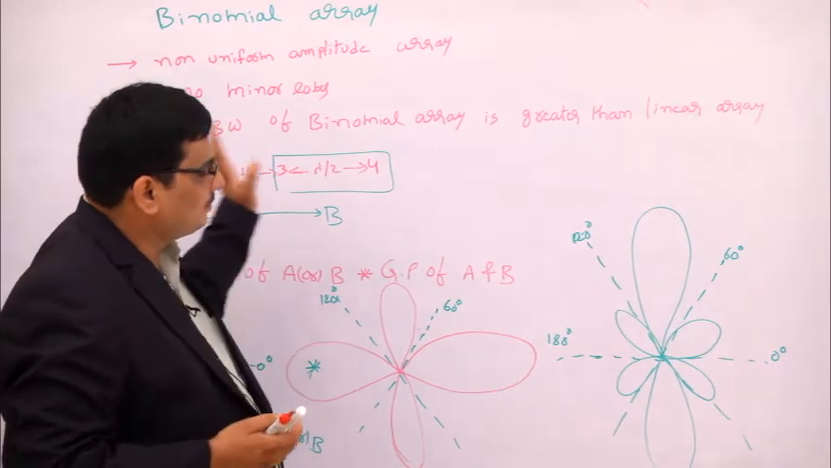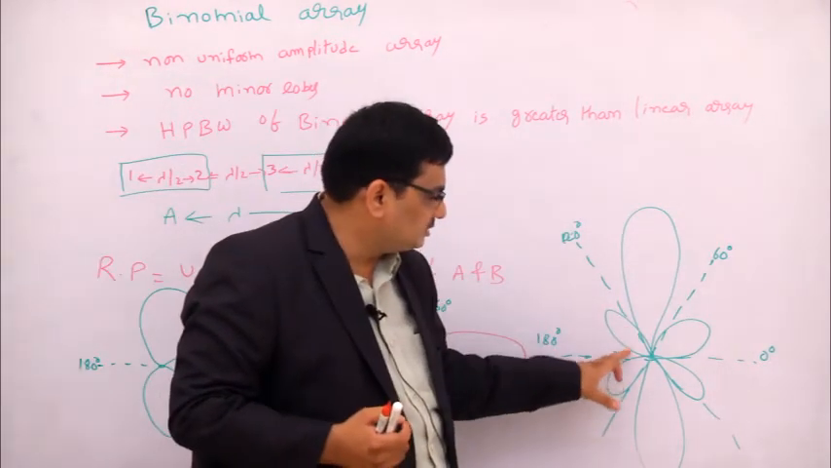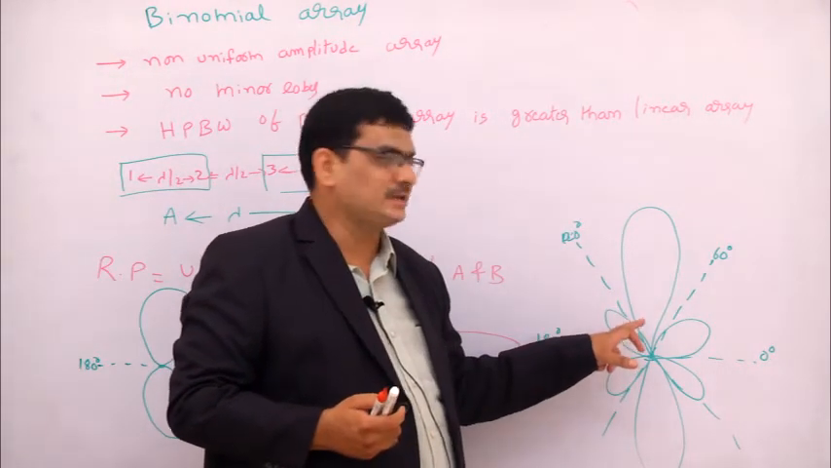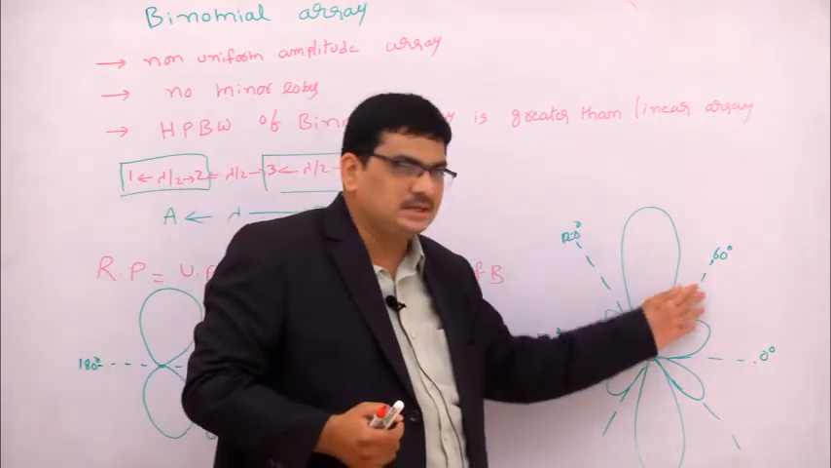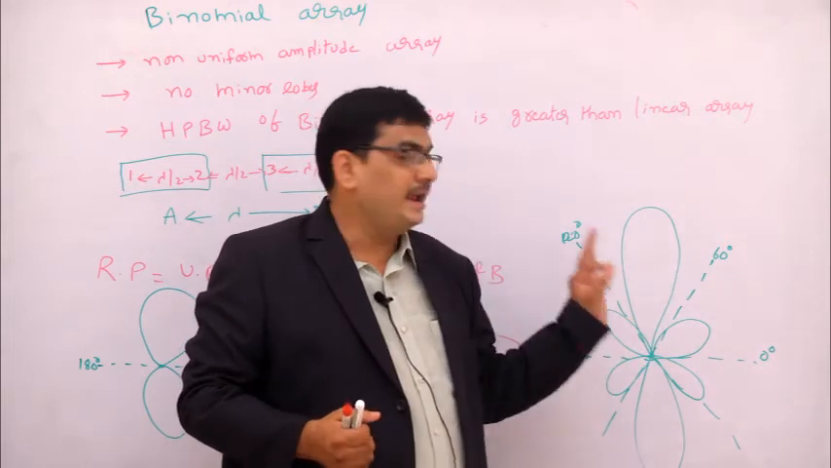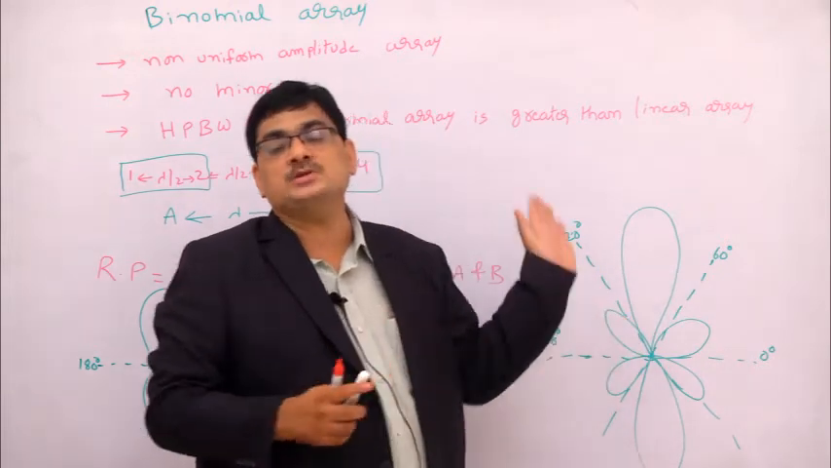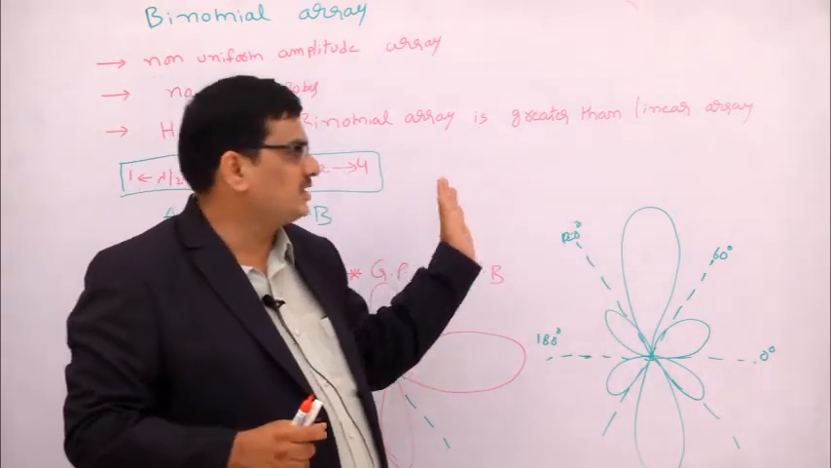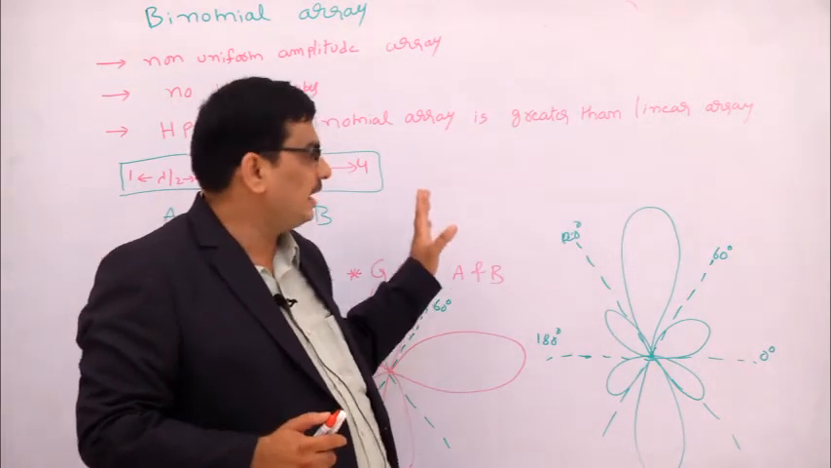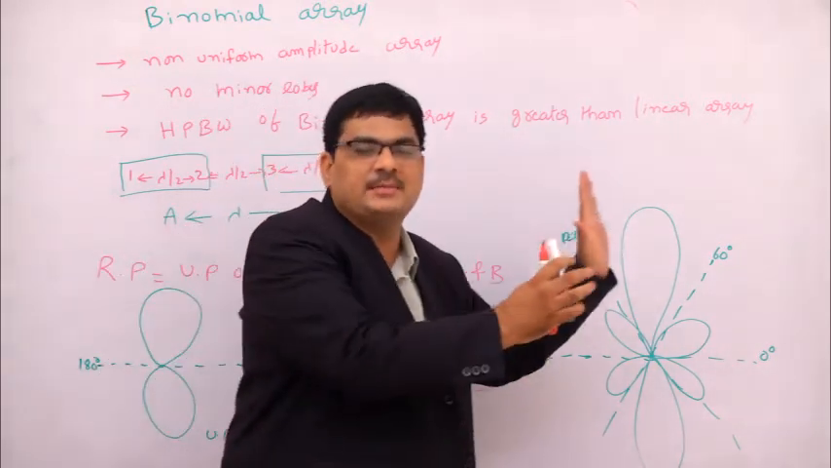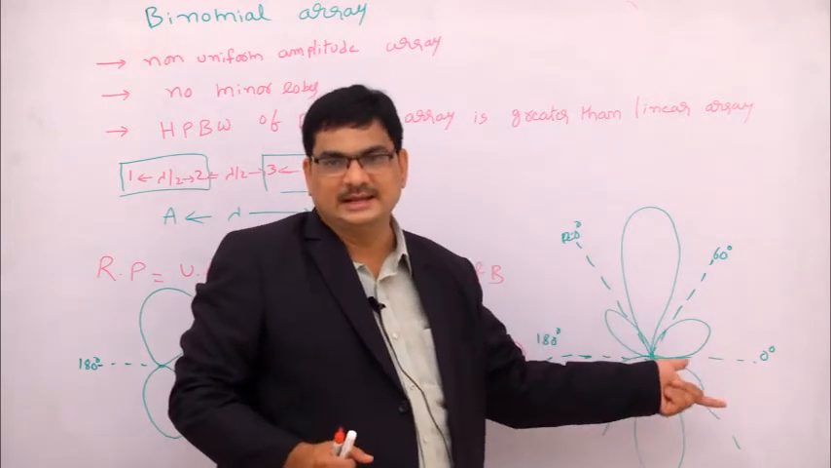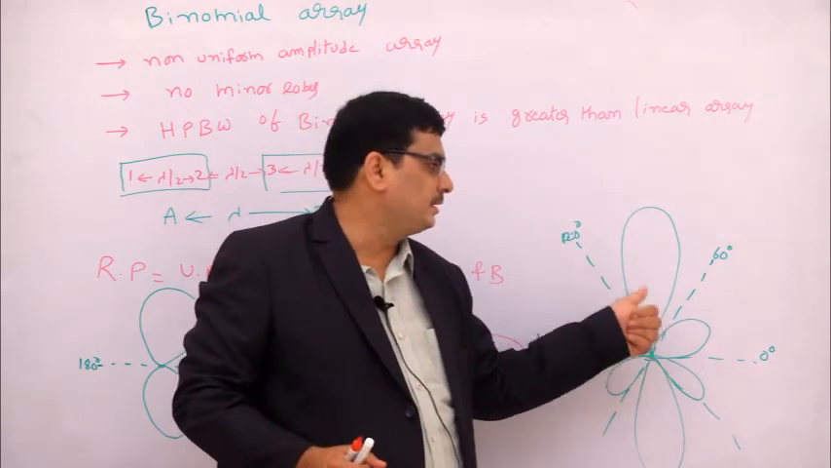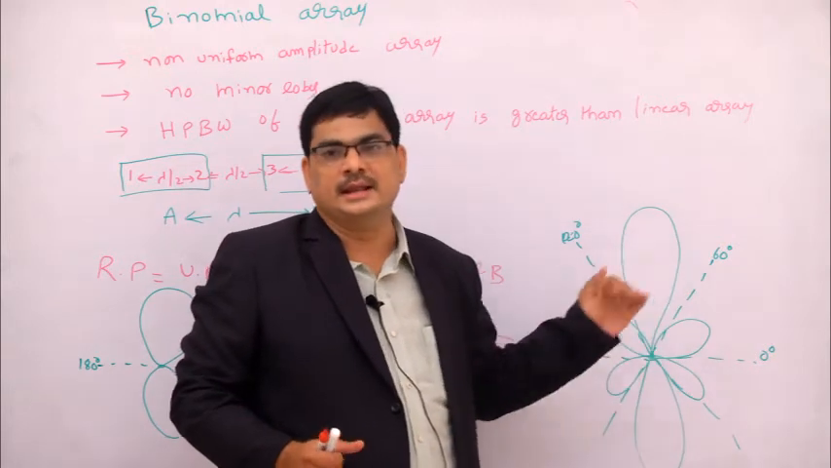So as the number of elements increases, this is the 4 side lobe levels. For an 8 element array, we have 6 and 6, totally 12 side lobe levels on both sides of your main beam, that is, 6 on one side and 6 on the other. Likewise, as the number of elements increases, the number of side lobes increases. That is the big disadvantage of the linear array.